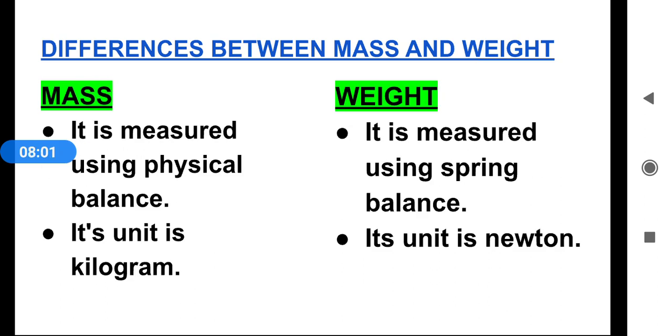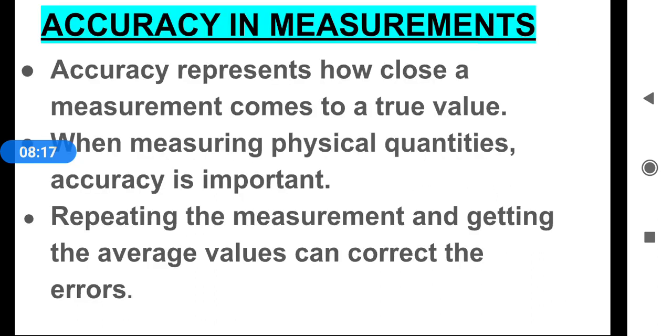Mass is measured using physical balance. Weight is measured using spring balance. The unit of mass is kilogram. The unit of weight is Newton.